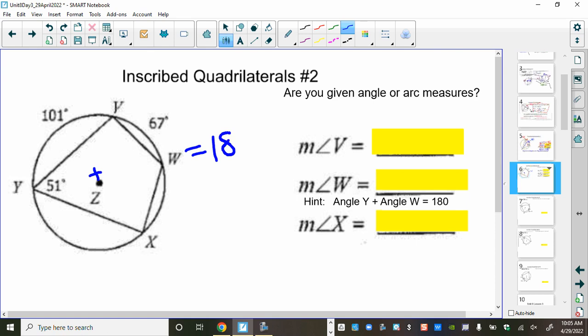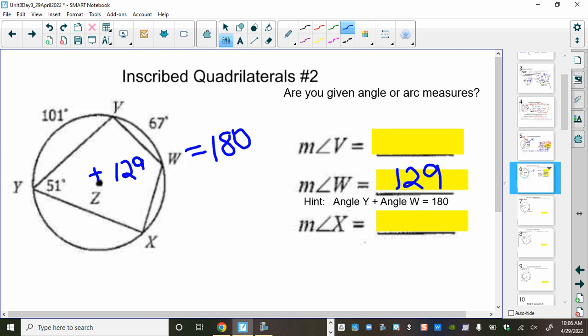Now, how many degrees is angle Y? Okay, so what's the 129 going to represent? Which one? Good. That's what I wanted to hear. Very good, Valerie. Angle W is going to be 129. Good start.